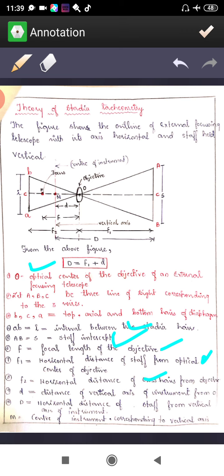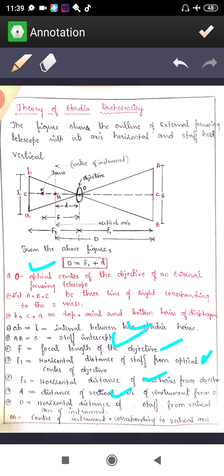F2 is the distance between the crosshair where you will be having small ABC and the optical center. d is the distance between the instrument station M and optical center O, whereas capital D is the distance between the staff from the vertical axis of instrument, right? Means from the staff to instrument station M, whereas M is the center of instrument.